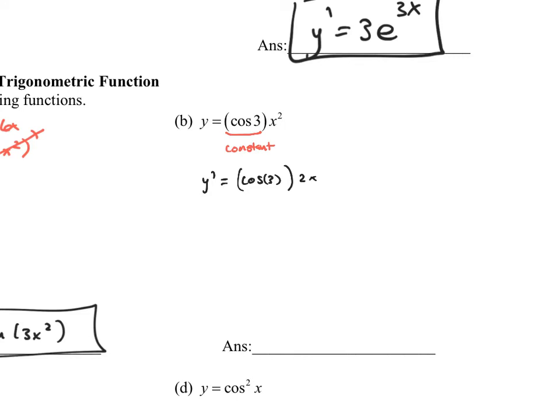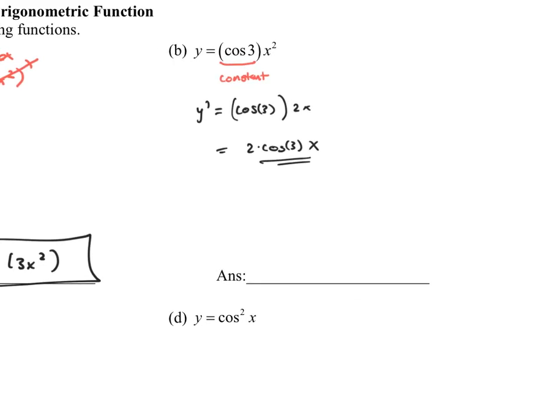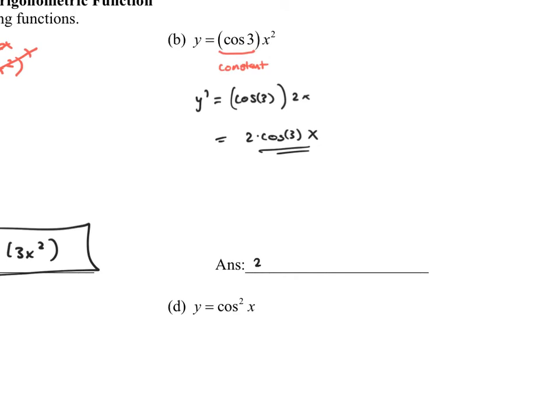Well, that's just 2x, right? So what am I getting? I'm getting 2 times the cosine of 3 times x, whatever the heck that is, okay? I have no idea what that is, but that's what it is. It's a number. You'd put it into your calculator in radian mode, and you would get your answer, 2 times cosine of 3 times x.